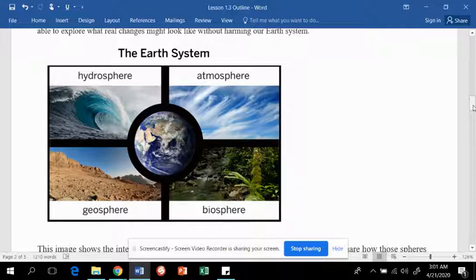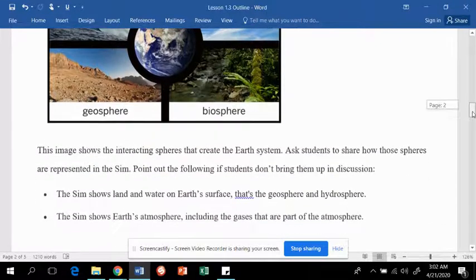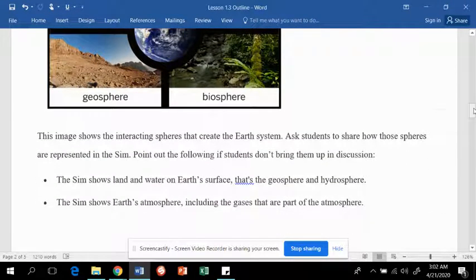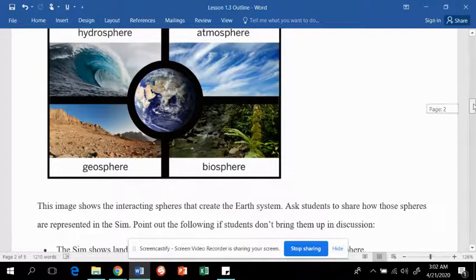So remember that our Earth system is composed of 4 spheres. They end in the word sphere, although they're not sphere-shaped. Our Earth is sphere-shaped, but those 4 spheres are called the hydrosphere, which is all the water on Earth, the atmosphere, which are the gases on Earth, the geosphere, which has to do with rocks and dirt, basically the surface of Earth, and biosphere, which has to do with all the living things on Earth. So this image shows the interacting spheres that create the Earth system.